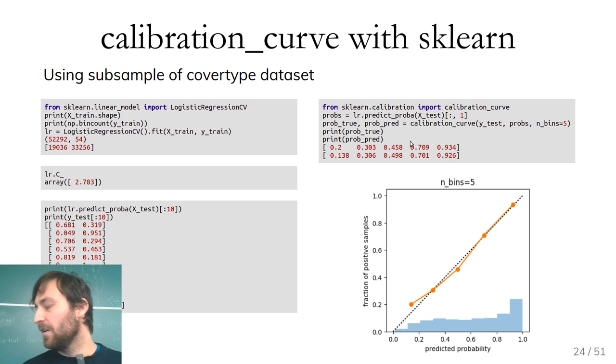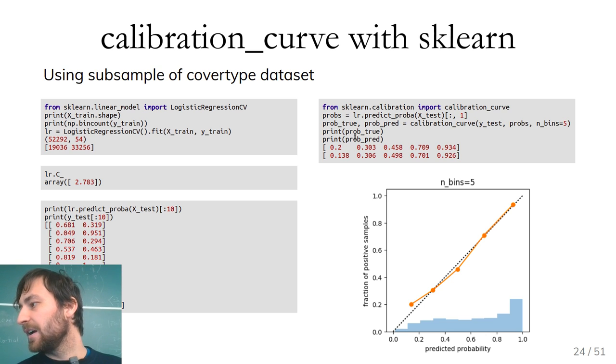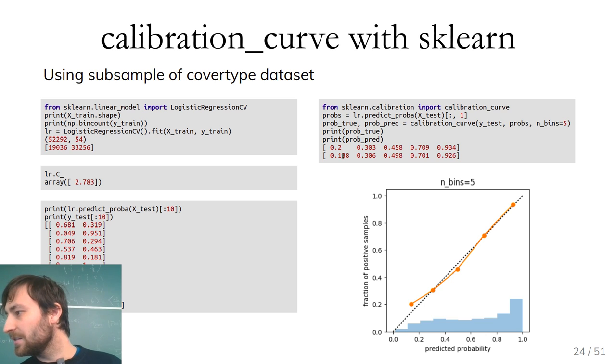And for the 5 bins, for the first bin, the true probability of there being a 1 was 0.2. The prediction was 0.14. For the second one, the true probability would be 0.3. The predicted one was 0.3, and so on.